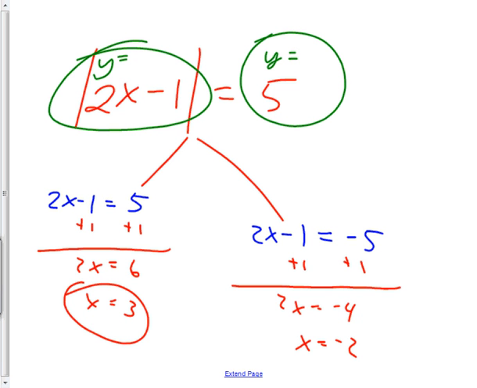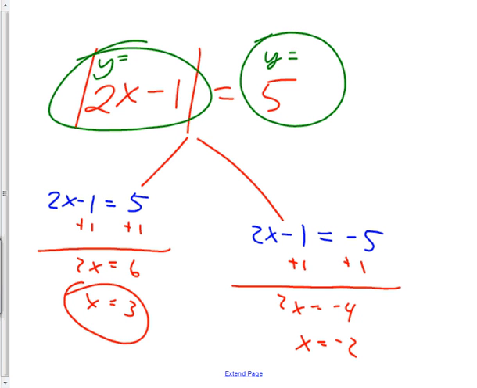They would have crossed. Where they crossed would have been the answer. I want you to see that. We already know the answers are 3 and negative 2. I want you to grab your calculator. I want you to type in on the first line, y equals absolute value of 2x minus 1.